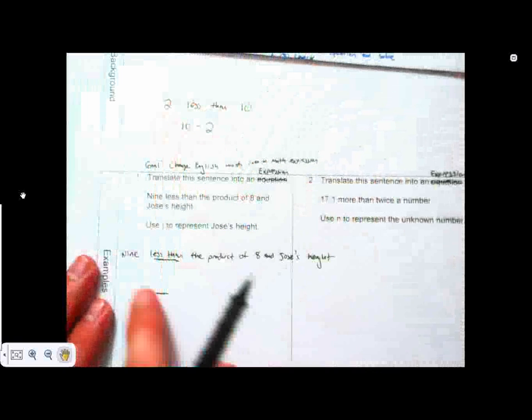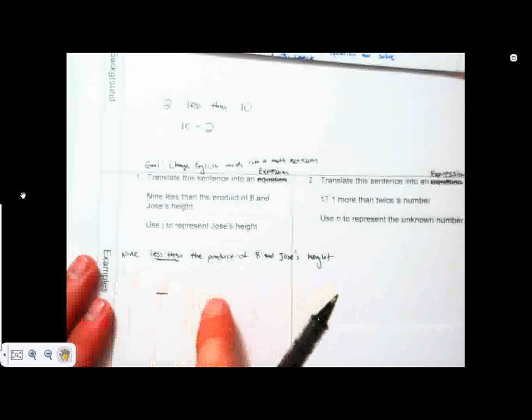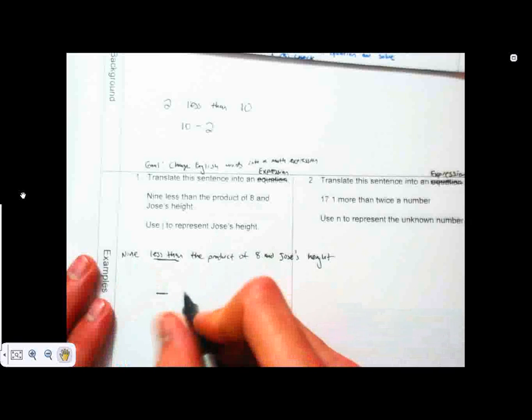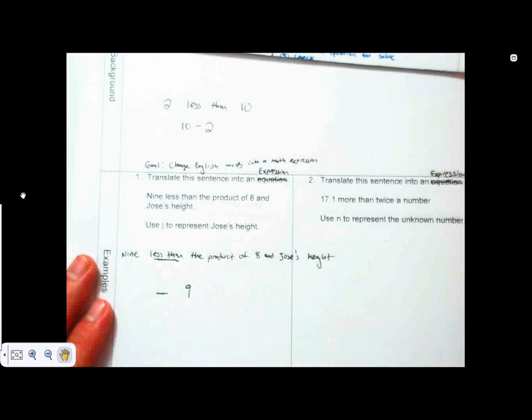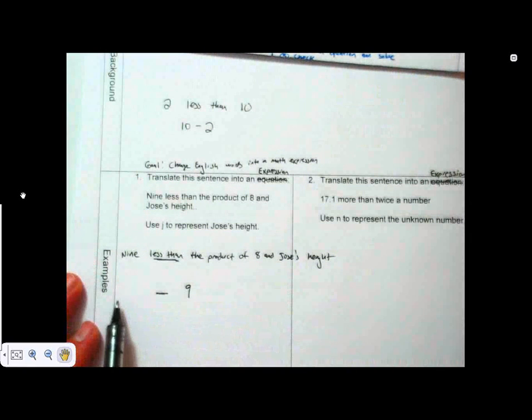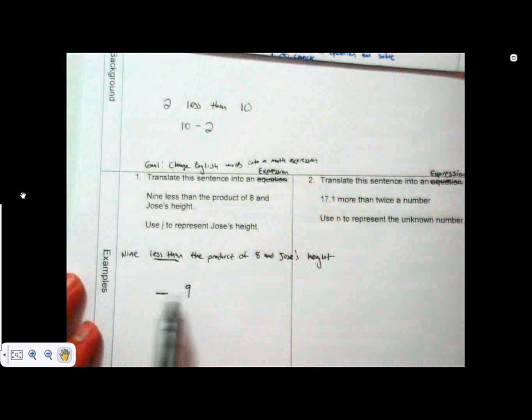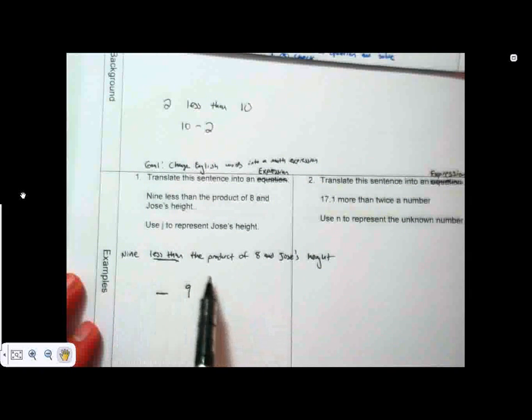So when we're doing subtraction, this number over here is my total, and this number over here is actually what I'm subtracting. So when it says 9 less than something, what I know is that the 9 is actually going to go over here. Okay, so what am I subtracting 9 from? That's the question. So what I'm subtracting 9 from is the product.